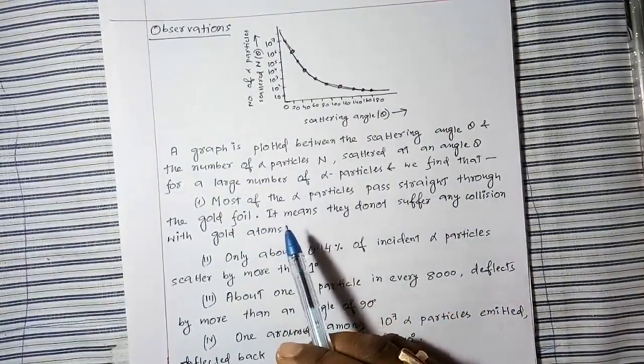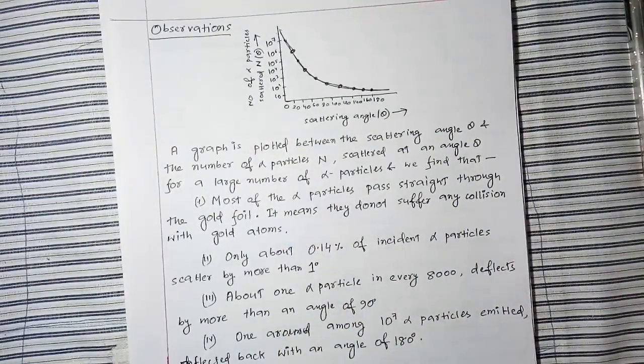Most of the alpha particles pass straight through the gold foil, right? That means whenever 100 lakhs alpha particles fall on the gold foil, most of them pass through the gold foil undeviated. They do not experience any scattering. What is the next observation? Almost 99% of the total alpha particles emitted from the source will move through the gold foil undeviated.